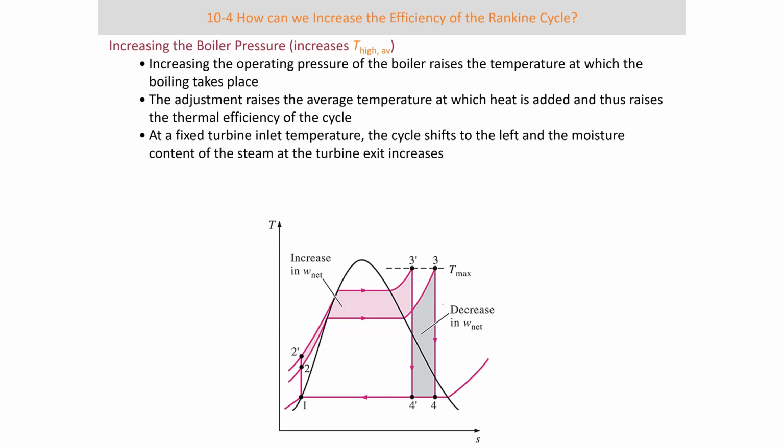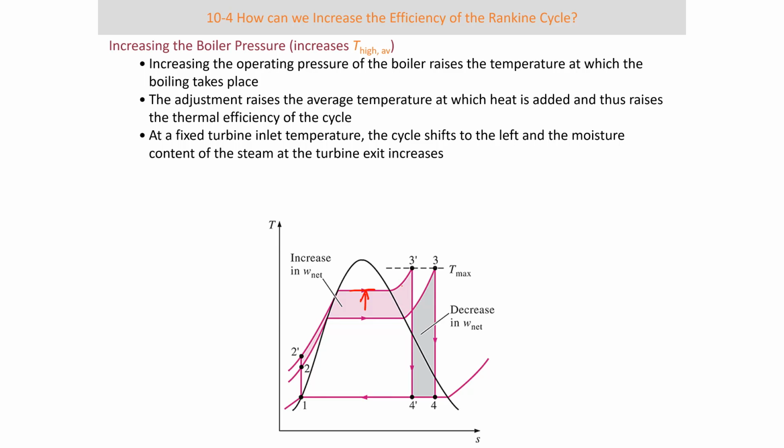Another way is increasing the boiler pressure. If I increase the boiler pressure, phase change occurs at a higher temperature. So increasing the operating pressure of the boiler, like I said, raises the temperature at which the boiling takes place. So the adjustment raises the average temperature at which heat is added, and thus raises the thermal efficiency of the cycle.